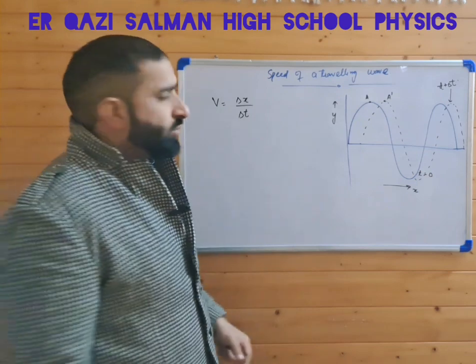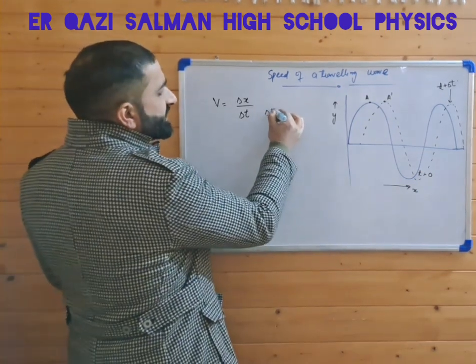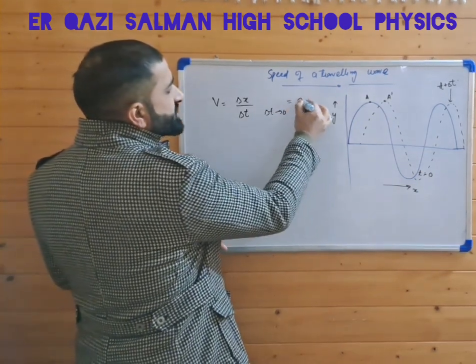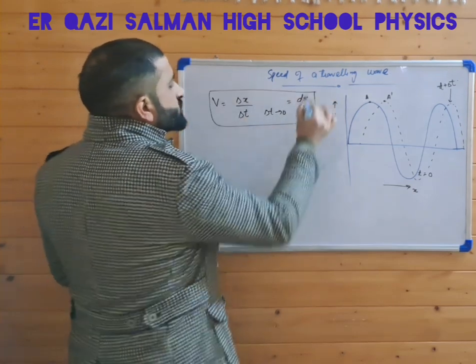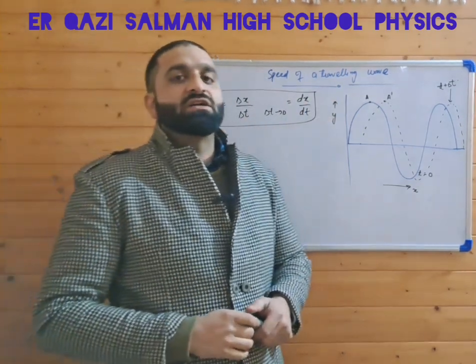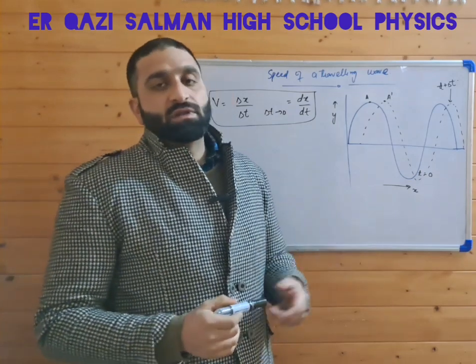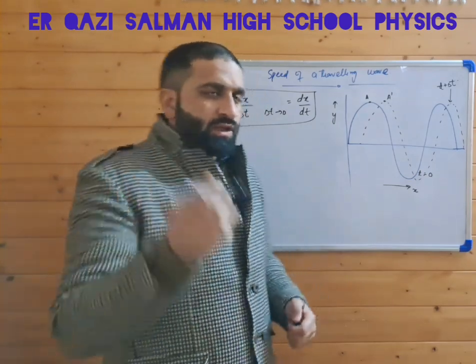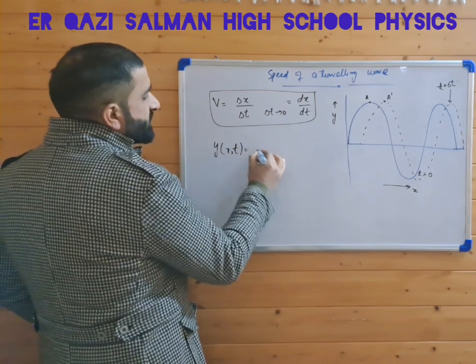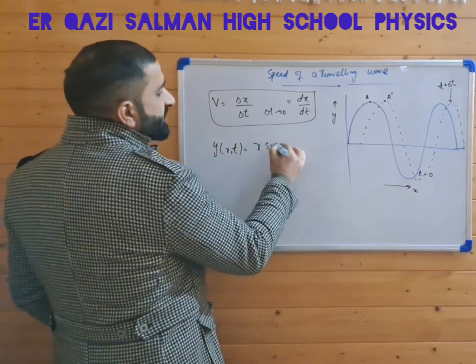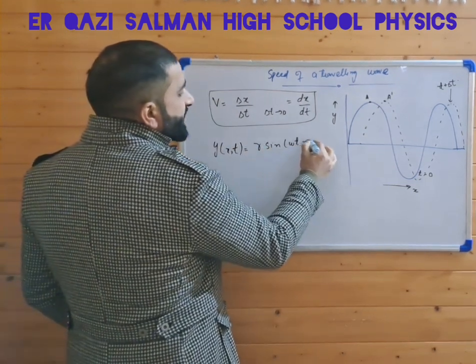If delta t approaches 0, the velocity should be equal to dx divided by dt. So the velocity of the traveling wave is the rate of change of the x variable with respect to time. We know that the displacement y(x, t) is equal to A sin(omega t minus kx).